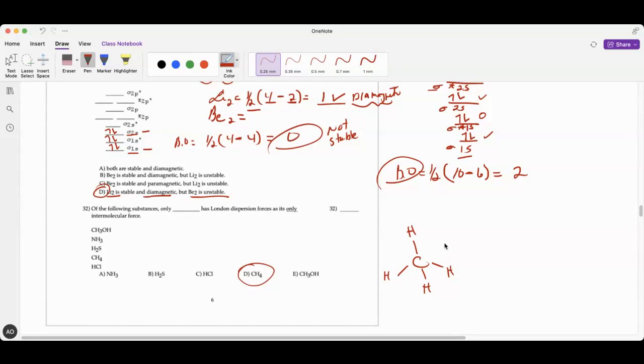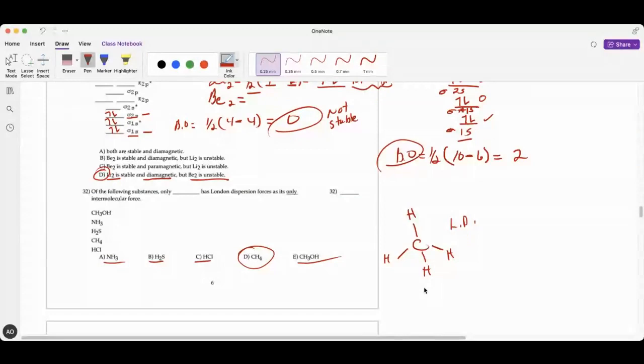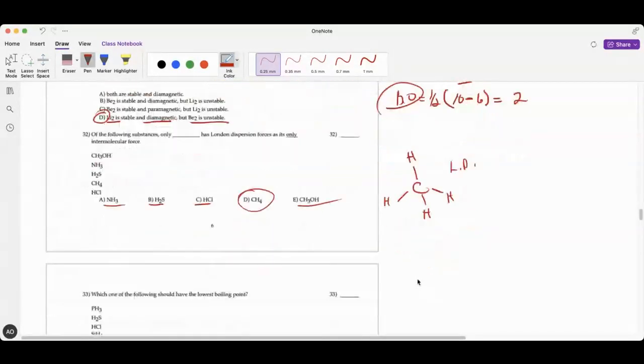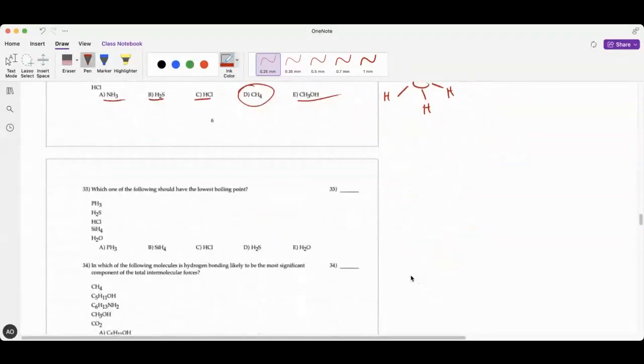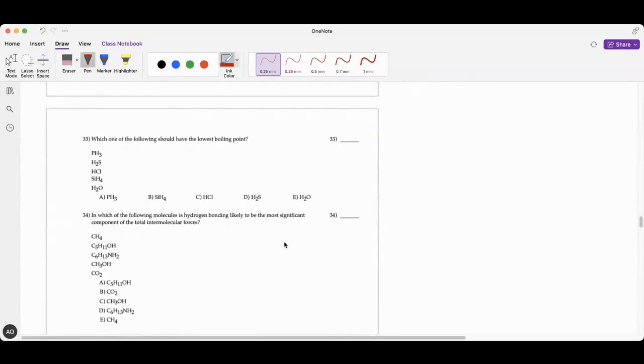So we know that this is nonpolar. So the only intermolecular forces are London dispersion. The rest of these are all polar. So the methane is nonpolar. And that's because, for one thing, carbon-hydrogen bonds are nonpolar. So you've got to have at least one polar bond to have a polar molecule.